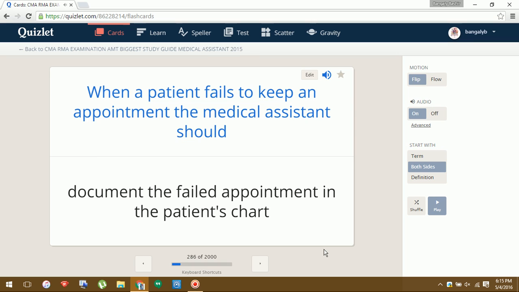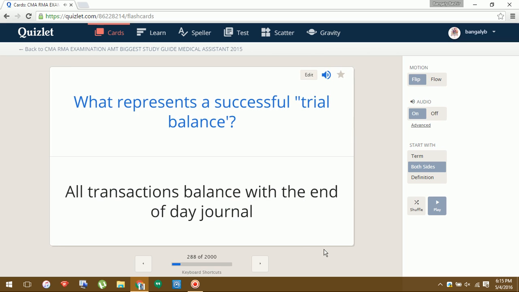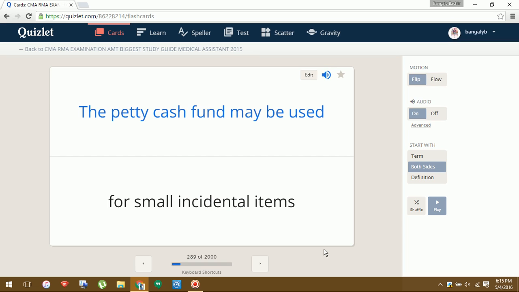When a patient fails to keep an appointment, the medical assistant should document the failed appointment in the patient's chart. The method used to accommodate appointments for minor emergencies in the physician's office is to leave unassigned slots in the appointment schedule. What represents a successful trial balance? All transactions balance with the end-of-day journal. The petty cash fund may be used for small incidental items.